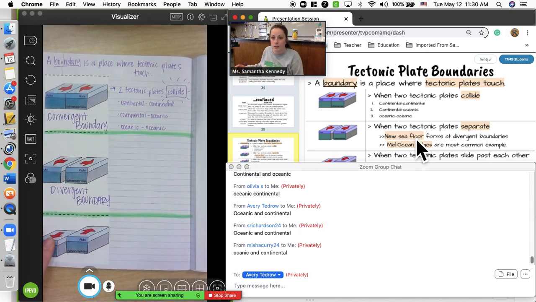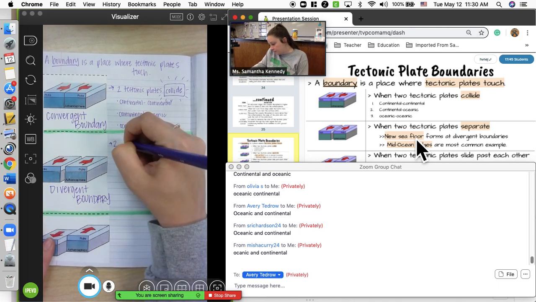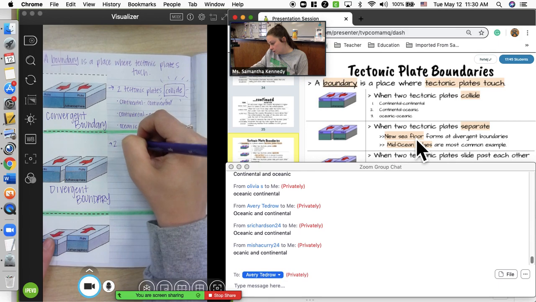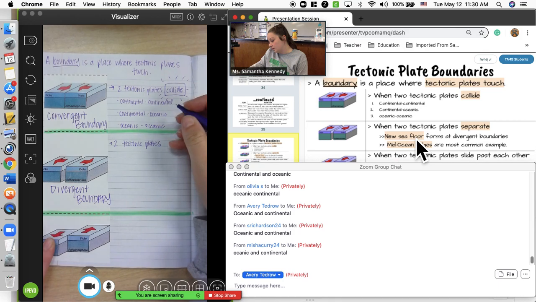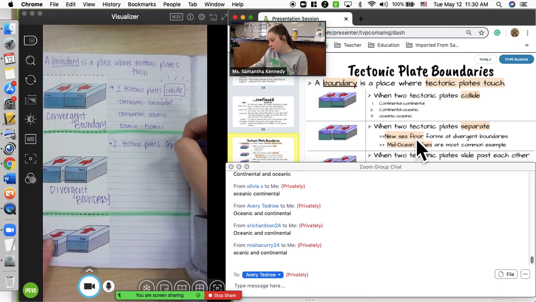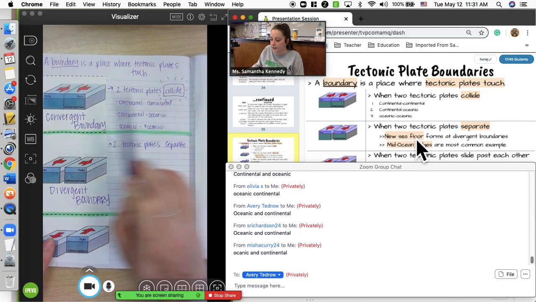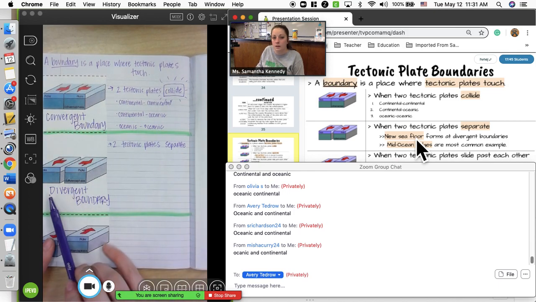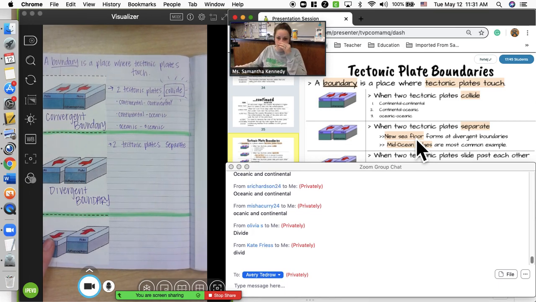Awesome. And it says when two tectonic plates separate. What's a different word that we could use? I like how collide and convergent go together. Collide and convergent. What could I do with divergent? What's another word that I could use for that? Divergent does what? Nice.